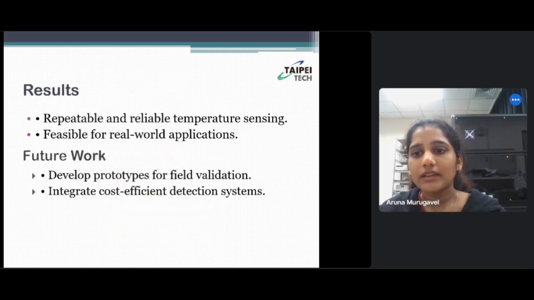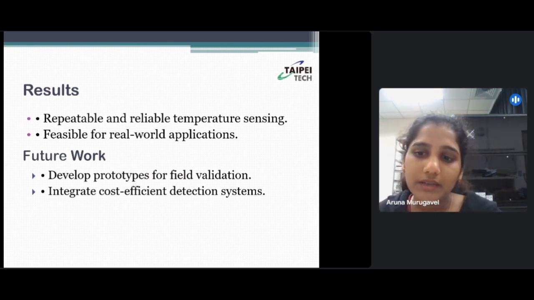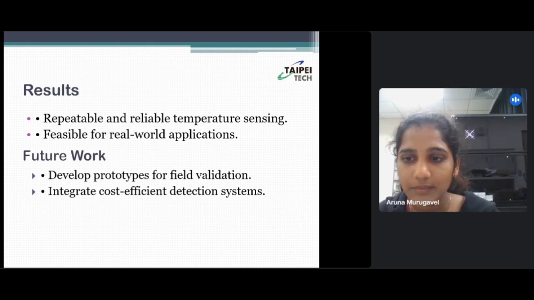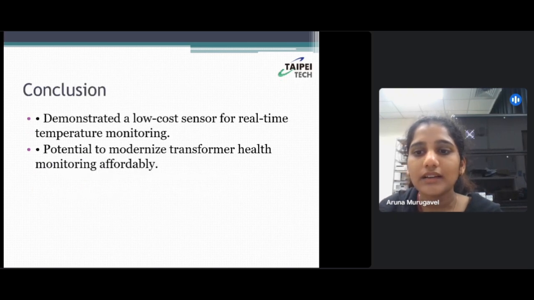In summary, the proposed sensor provides reliable and repeatable temperature sensing comparable to the high-cost system. Future work will focus on the development of field-ready prototypes and integrating the cost-effective detection system to modernize transformer health monitoring affordably.